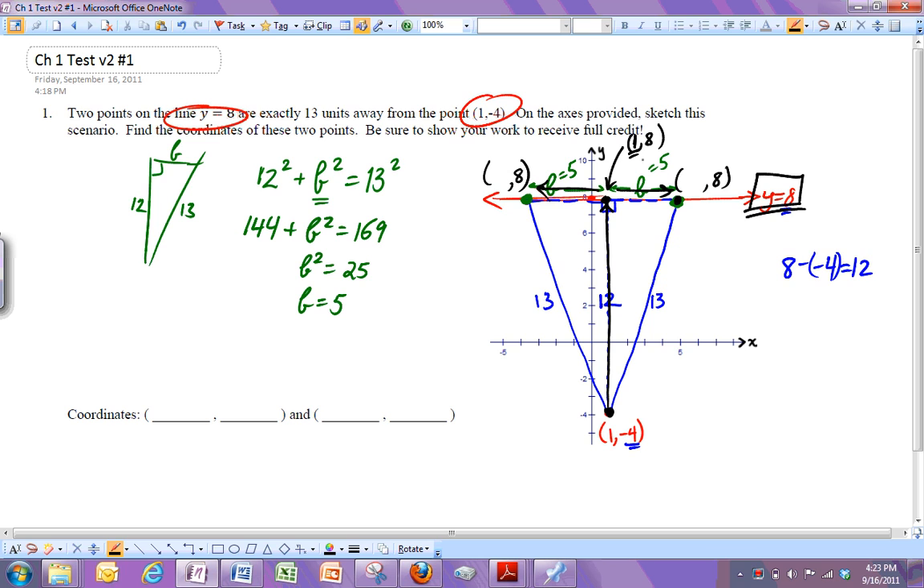So if I go 5 units to the right, the 1 right there will increase by 5, and I get 6. If I go 5 units to the left, the 1 will decrease by 5, so 1 minus 5, negative 4. So there are my answers: (negative 4, 8) and (6, 8).